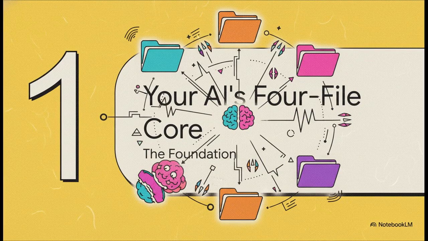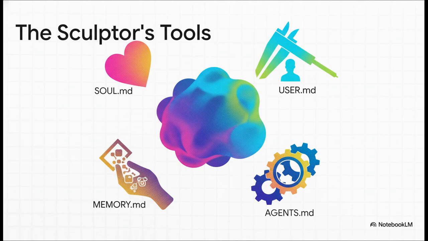So, how do we actually do this? Well, the OpenClaw way is honestly pretty brilliant. It all boils down to just 4 simple files. These 4 files are the absolute foundation of your AI's personality and its memory. Think of these 4 files as your sculptor's toolkit. You've got soul, user, agents, and memory. Each one has a very specific job, and together, they're what lets you shape a generic AI into an agent that actually feels like it knows you.